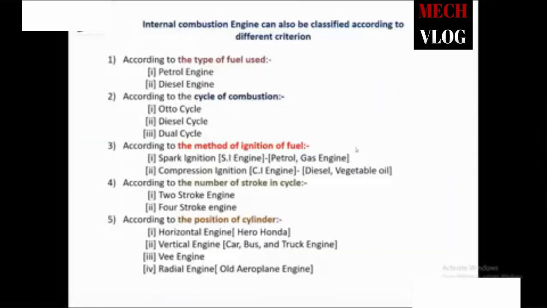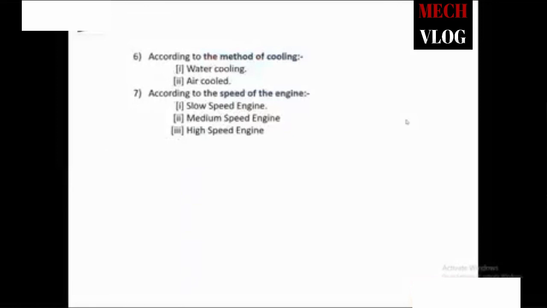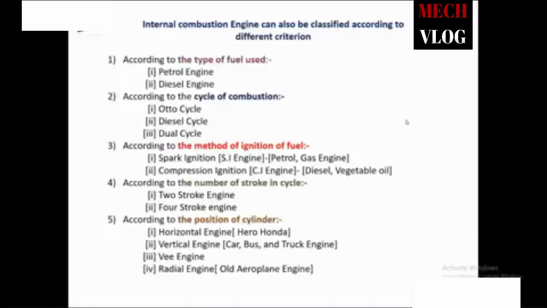The internal combustion engine can be classified according to different criteria. It can be classified into 7 categories. The first one is according to the type of fuel used: petrol engine and diesel engine. According to the cycle of combustion, it can be classified into 3: the first one is Otto cycle, the second one is diesel cycle, and the third and important one is dual cycle.